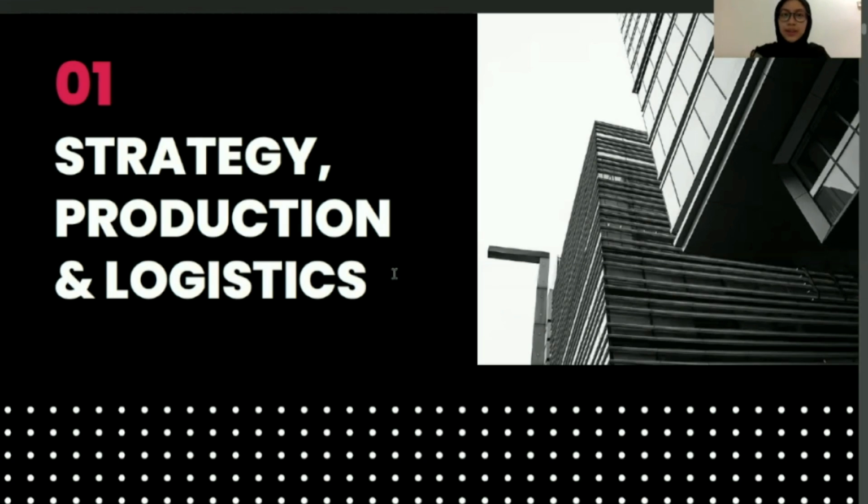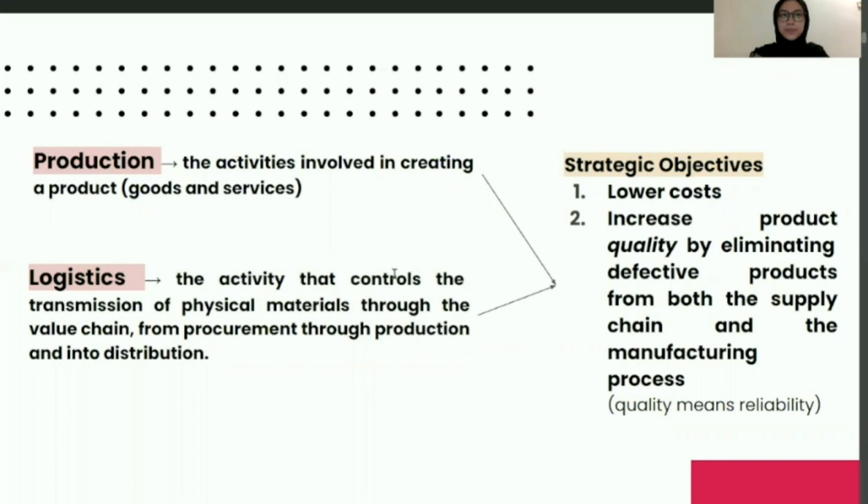Okay guys, so the first thing that we're going to talk about is strategy, production, and logistics. We have known before in the previous chapters a number of value creation activities such as production, marketing, logistics, R&D, human resources, and information systems. But in this particular chapter, we will focus on 2 functions, which is production and logistics. What is production? Production is the activities involved in creating a product, whether it is manufactured goods or services.